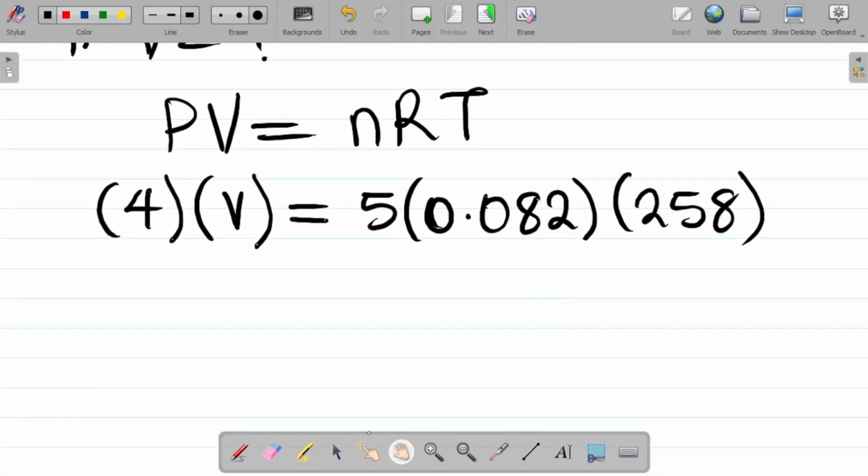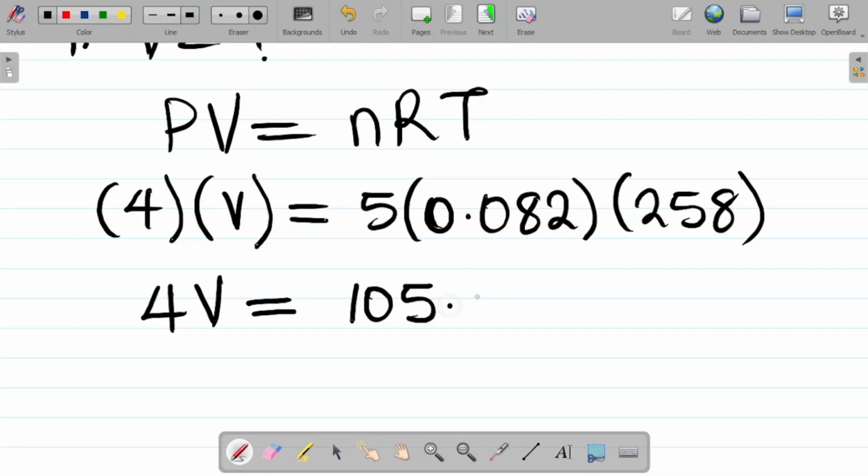All right, from here, let's get the value of V. So we have that 4V is equal to 5 times 0.082 times 258. If you punch this in, 5 times 0.082 times 258, you'd have your answer as 105.78.